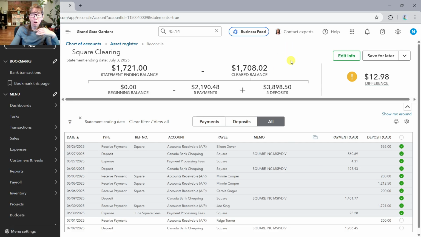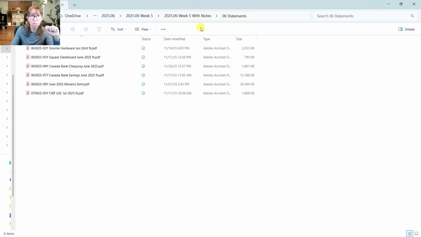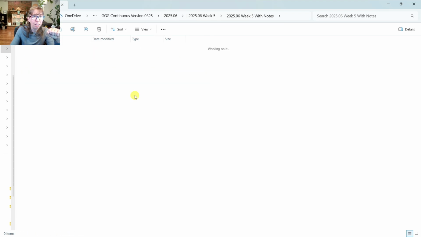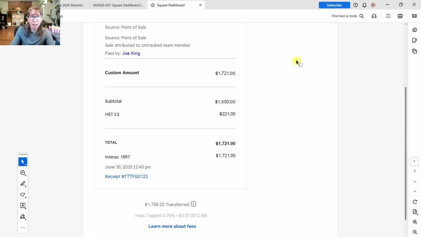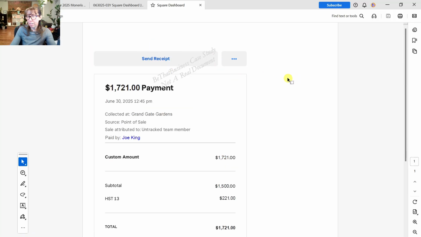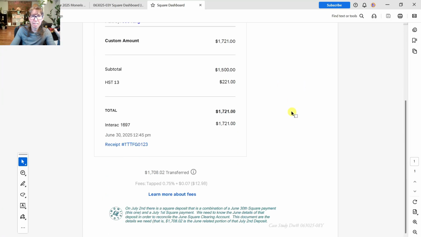And this is why I asked Sarah for just what the fees are on this 1721, and I asked her to jump over to Square, pull up the transaction, and take a look. And this is what she gave us. So let's go back to those deposits. And you'll remember that we had those Square payment details. And if we scroll down, like she had to print screen for this, but when you pull out the payment details, it'll say right here that the fees was 12.98, and that from this 1721, only 1,708.02 was transferred into our bank.